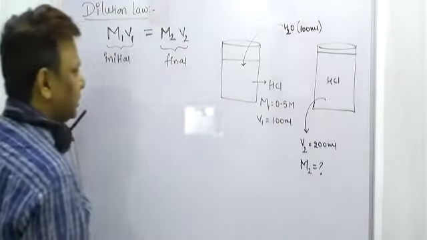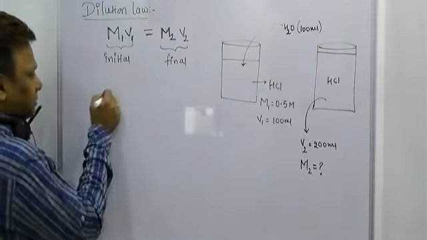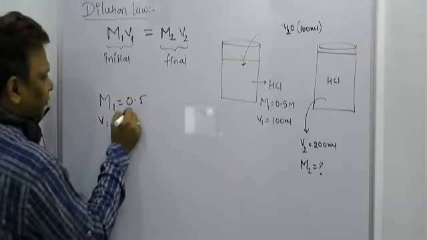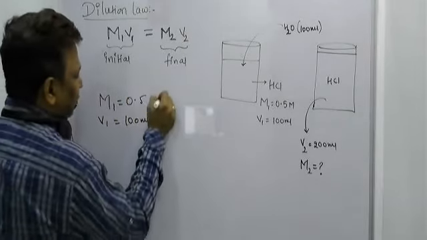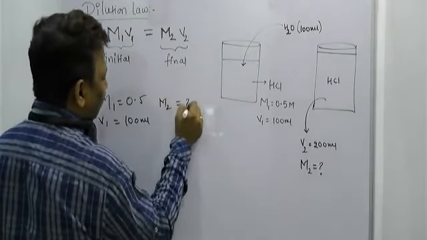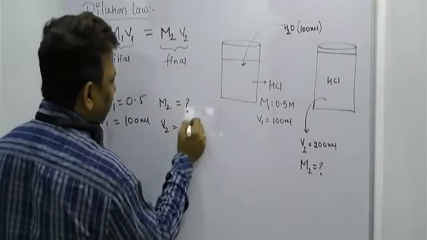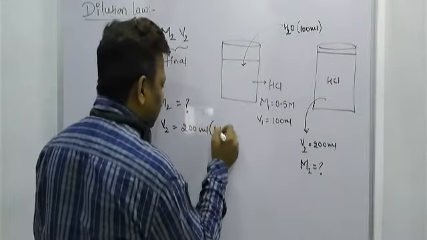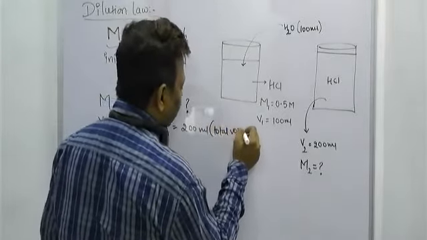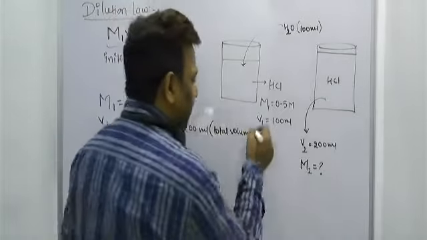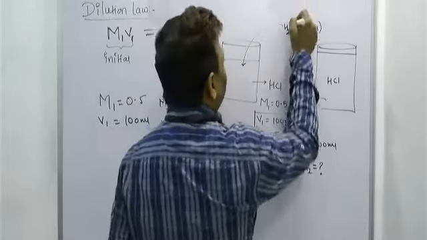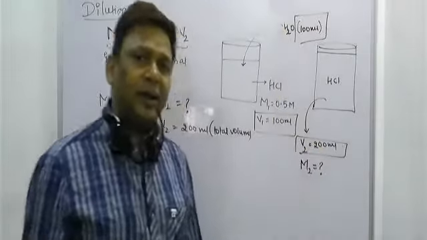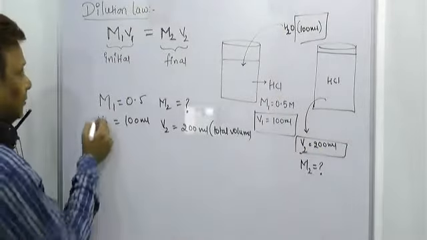Beta, initial concentration will apply. What is the initial concentration? We have 0.5. What is the initial volume? We have 100 ml. What is M2? We have to find it out. What is V2? Beta, V2 is the total volume. Total means initially 100, and again 100 ml of water we are adding. So the total volume becomes 200 ml.